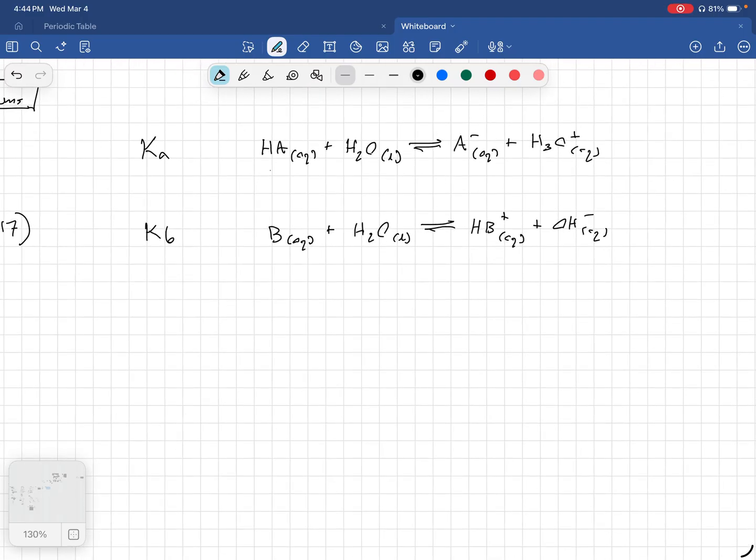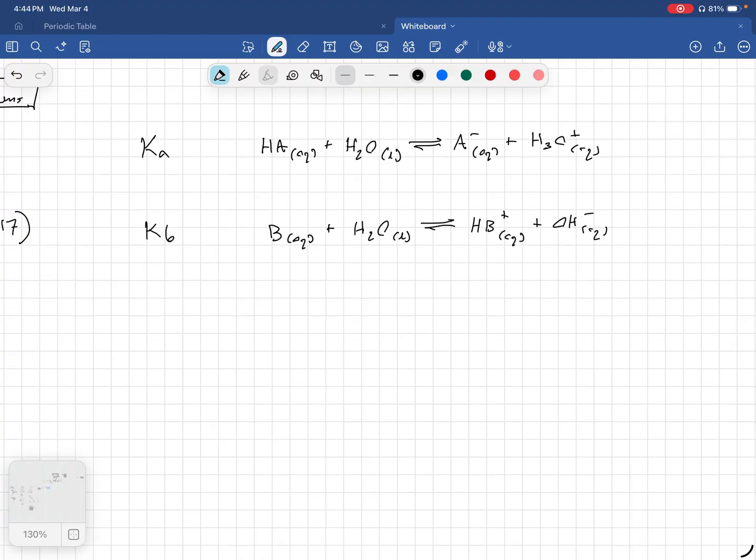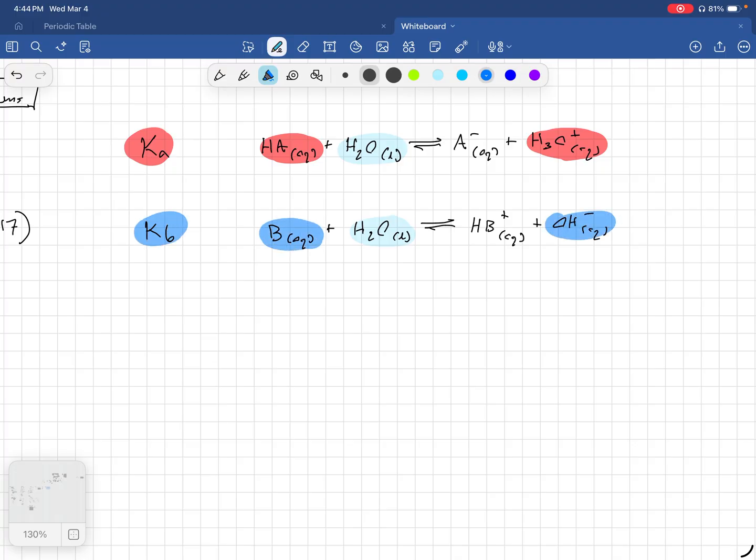It's always with water, right? So don't forget about the water. Water is required for these. Actually, let me use the light blue for a watery color there. And so then don't forget, a Ka is an acid with water to form H3O plus, and a Kb is a base with water to form OH minus. And remember that they form their conjugates as the other product.